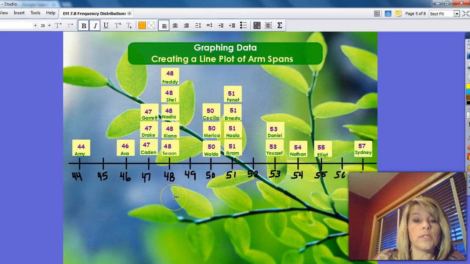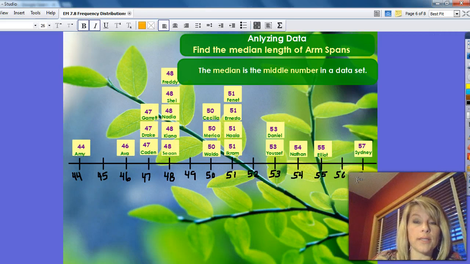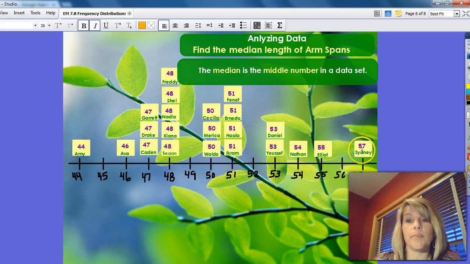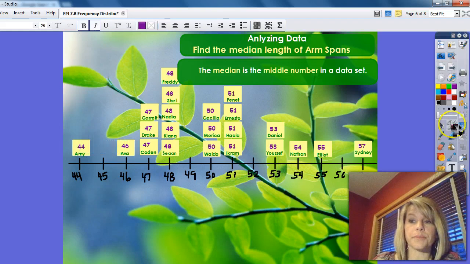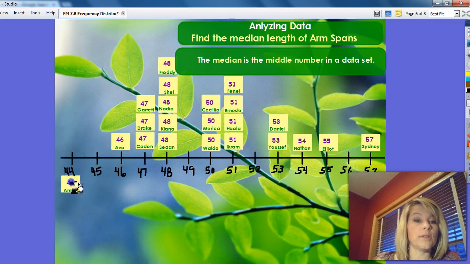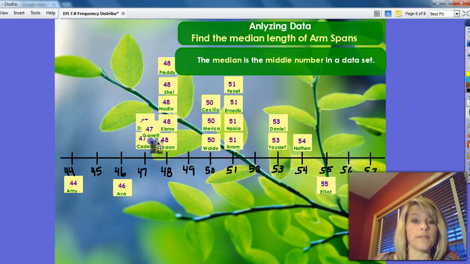Then we can also take this data and find the median. We looked at this in our last lesson, and remember the median is the middle number in a set of data. And to do that with these post-it notes, I can simply take off the minimum and the maximum and keep going until I find the median. You could also cross them out. So I'm going to move each post-it note down below the line. So minimum, maximum, minimum, maximum, until there's only one left.